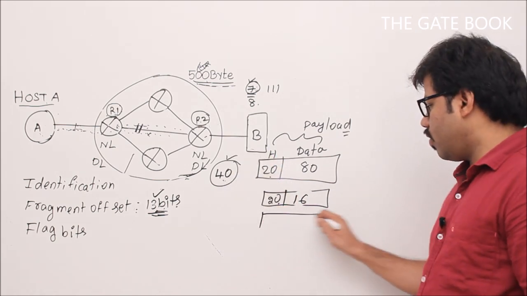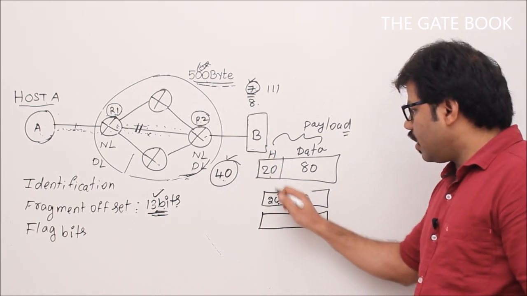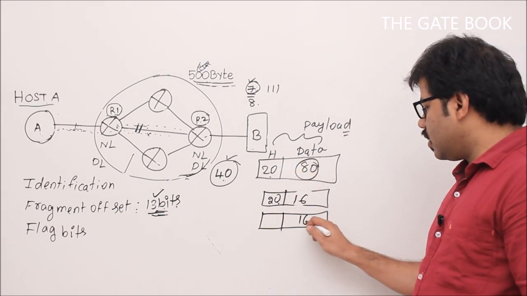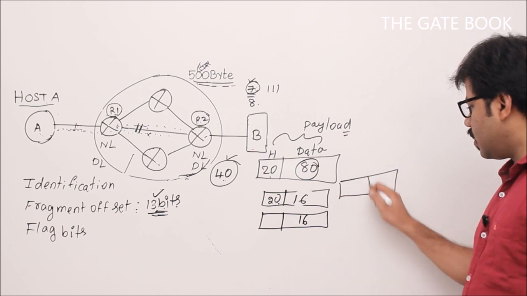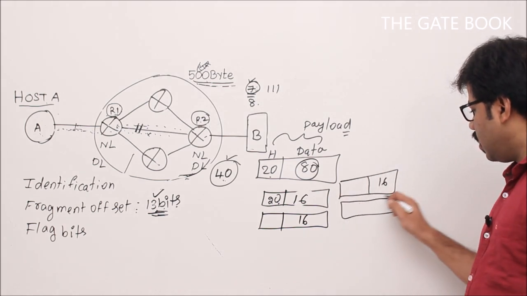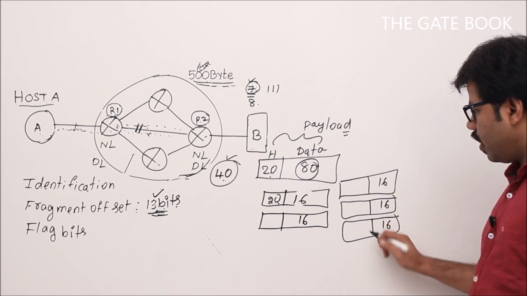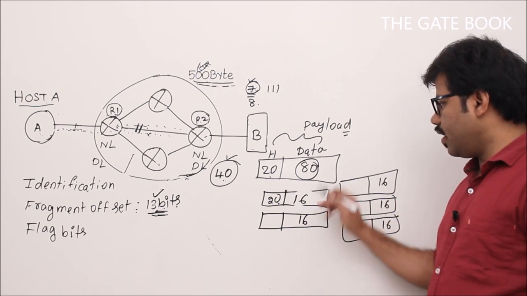Very good. Now remember one thing, this 20 is this one, the remaining 80 should be represented. So 16, 16, 16, 16 and 16. How many fragments are we going to create? 1, 2, 3, 4, 5. 16 times 5 is 80, matching.